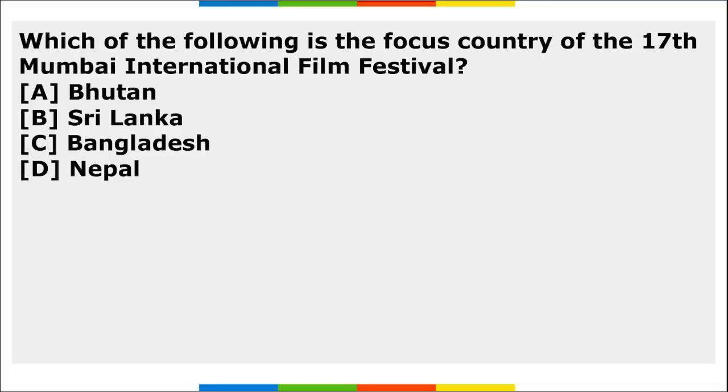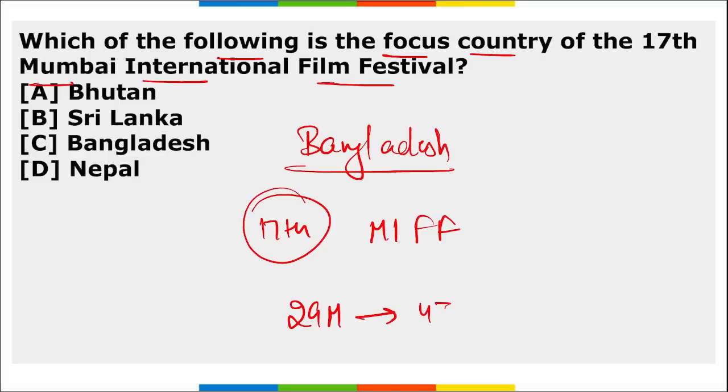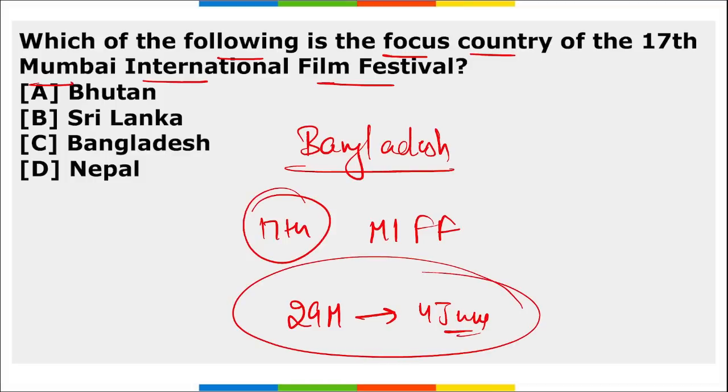All right, moving on. Which of the following is the focus country of the 17th Mumbai International Film Festival? It is Bangladesh. The 17th edition of the Mumbai International Film Festival for documentary, short fiction and animation films is being held from 29th of May to 4th of June at Films Division Complex in Mumbai. Here, Bangladesh is the country of focus at the festival, which will include documentaries, short stories, animation films from all around the world. So the correct option here becomes Bangladesh.